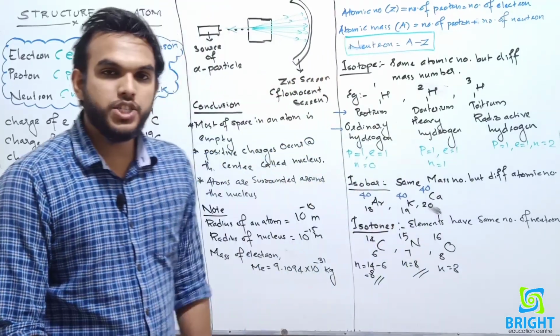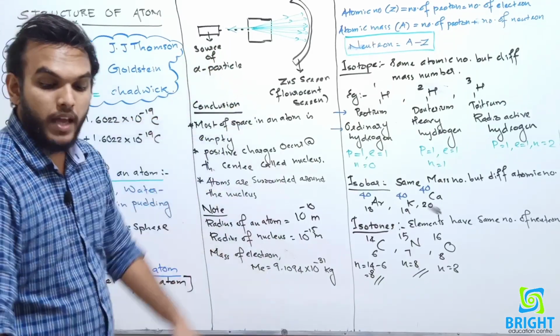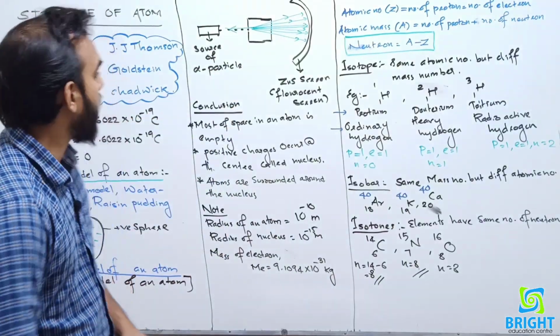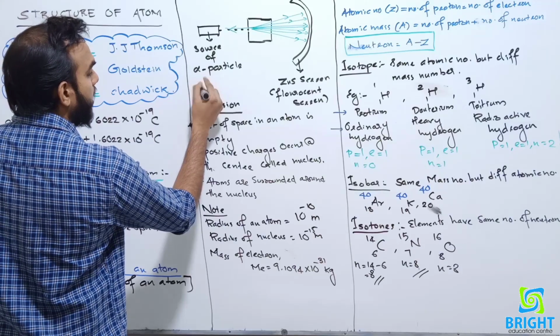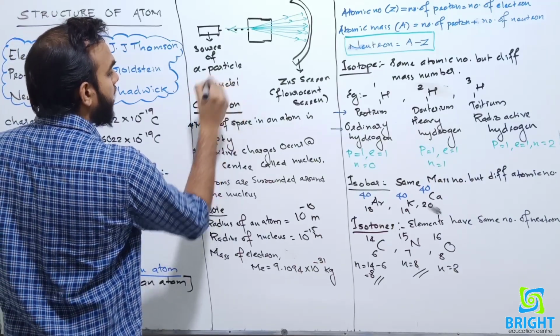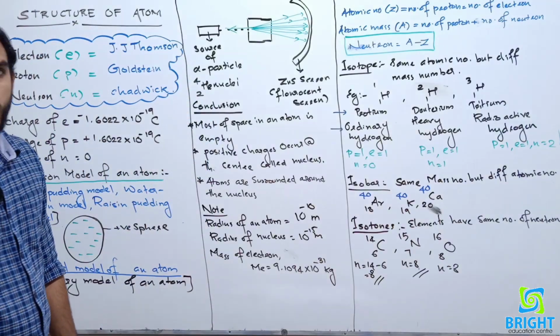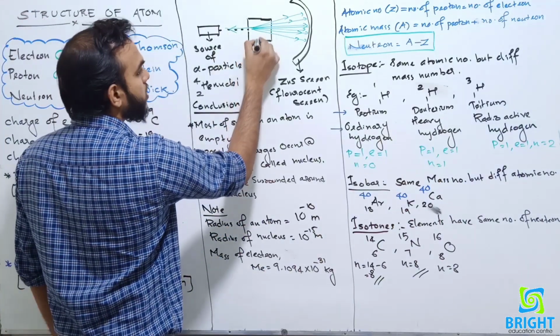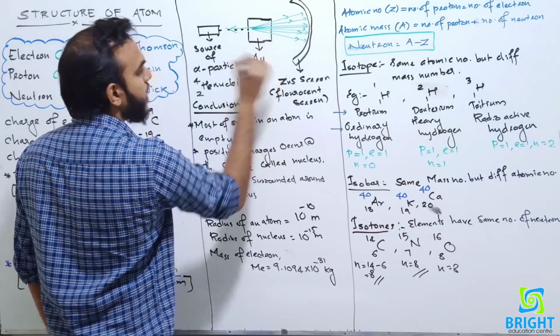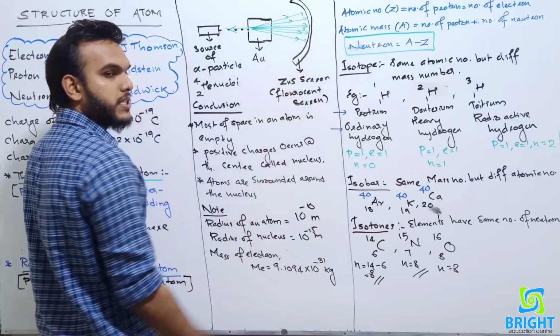In the Rutherford alpha scattering experiment, the alpha particle is considered as the helium nuclei. Helium has atomic number 2, mass number 4. He passes the alpha particles through the gold foil, that is Au foil, and there is a fluorescent screen made up of zinc sulfide.